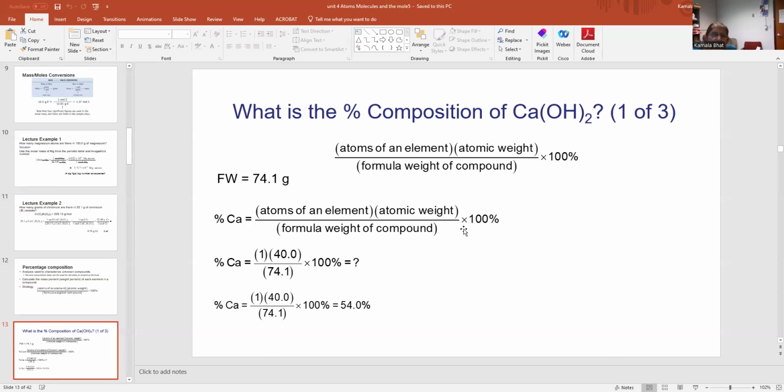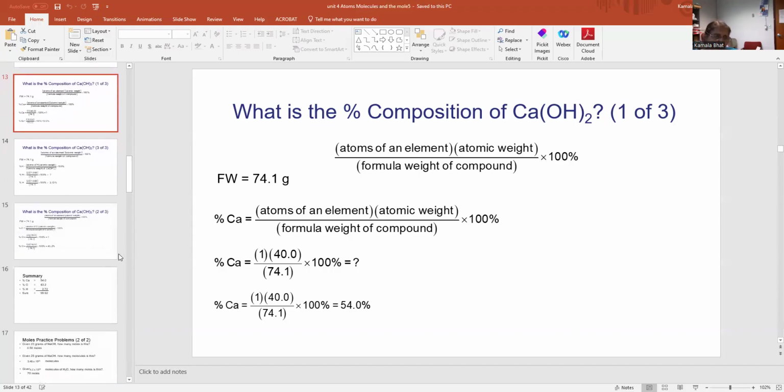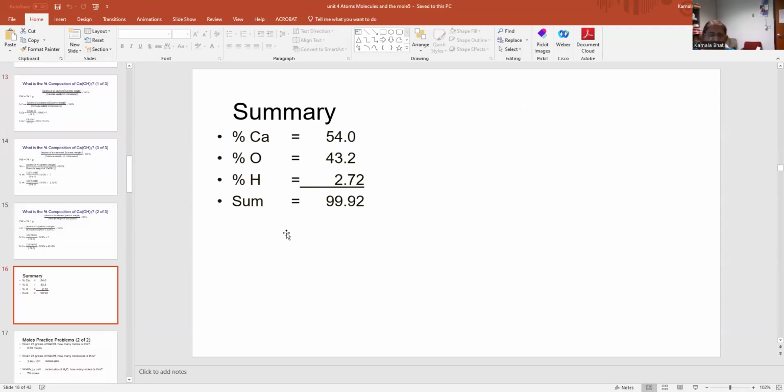And so then the times 2 is 34. 40 plus 34 is 74. So you get the number. And in that way, you can get the percentage of each of the elements that are there. Once you get the percentage of each element, make sure that it totals up to 100 or comes as close to 100 as possible.